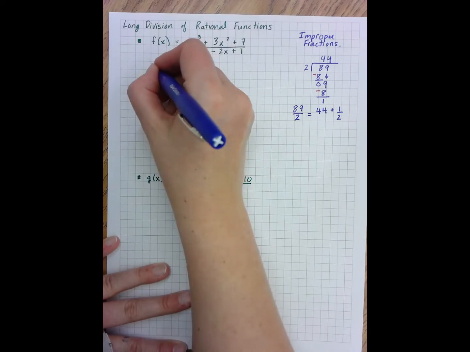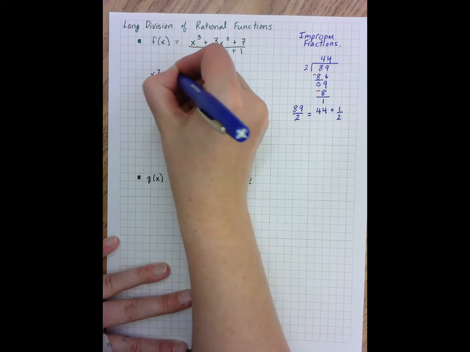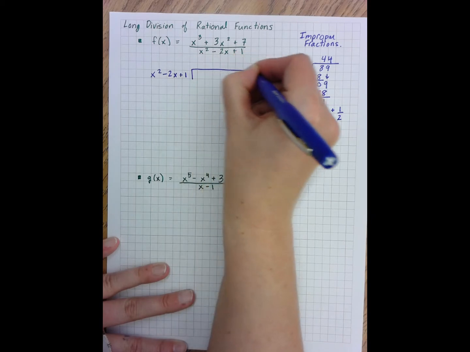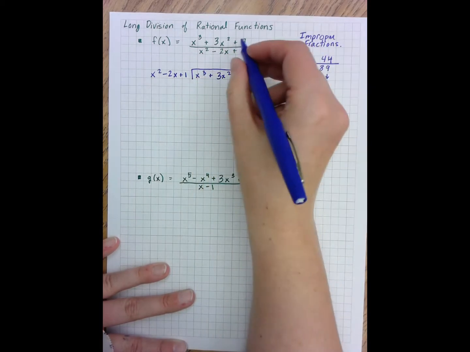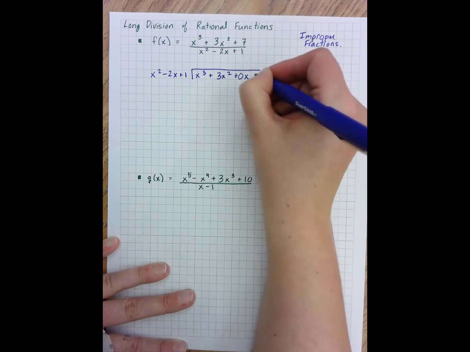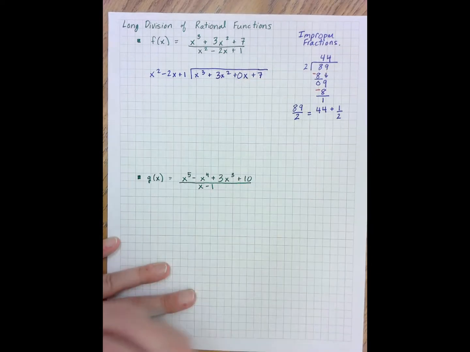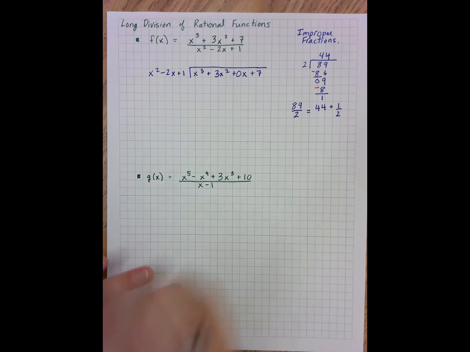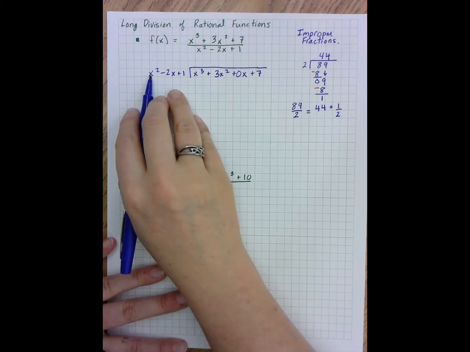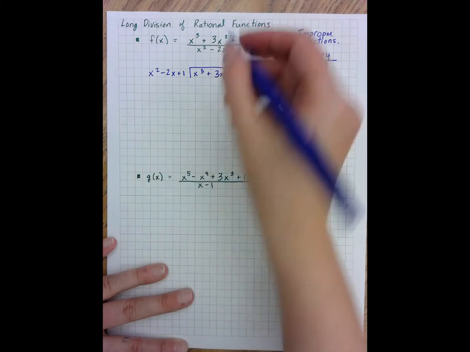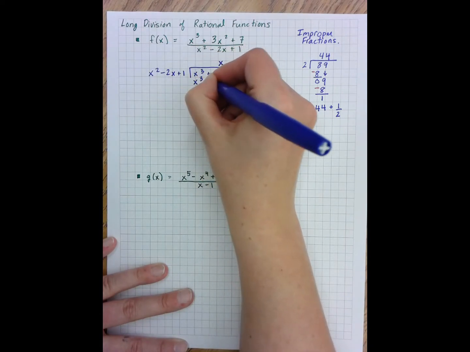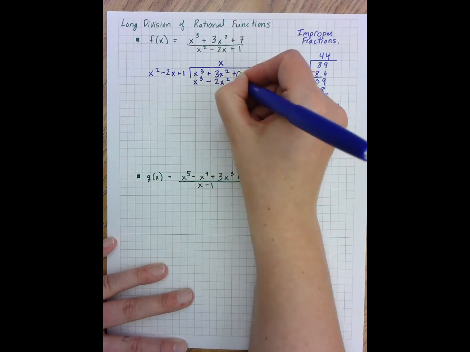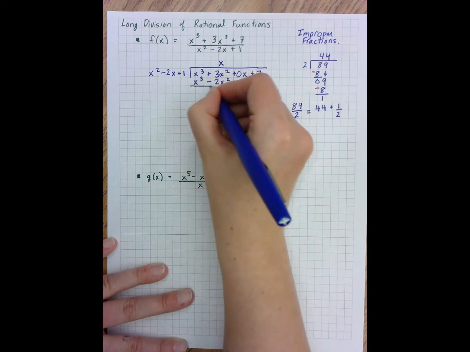So I set up my long division, x squared minus 2x plus 1 divided into x cubed plus 3x squared. Oh, there's no x term, so let's fill that in as 0x. It may just make my life a little easier as I'm doing this process. So we ask ourselves, how many more x's do I need in order for x squared to be x cubed? It's just x. So I distribute the x. I get x cubed minus 2x squared plus x.